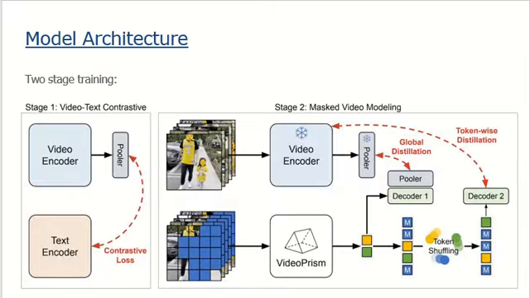Model architecture. Let's now break down the architecture, starting with stage 1. This stage uses 36 million high quality video caption pairs. A video encoder and a text encoder are jointly trained so that the model learns to align the semantic space of videos and text using a contrastive loss. In simple terms, if a video shows someone riding a bike and the caption says a person is riding a bike, the model learns to bring those representations close together in the embedding space.